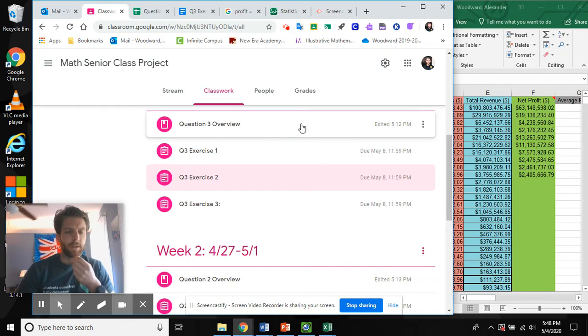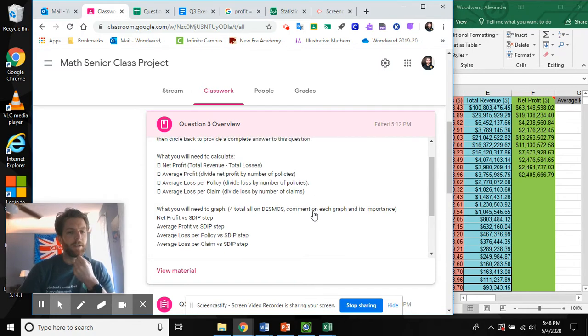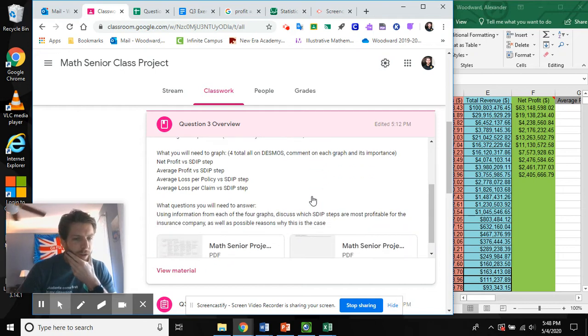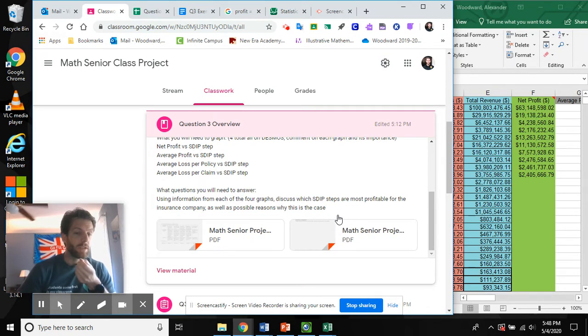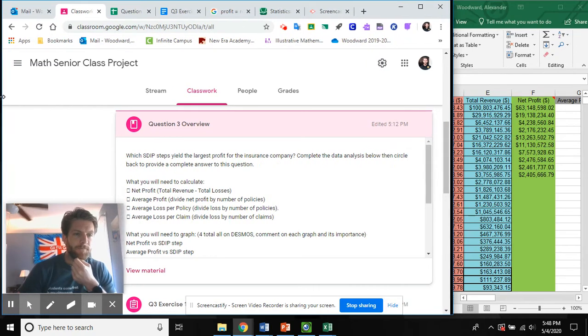Remember, if we look at the first thing that I talked about, it asks which SDIP steps yield the largest profit. Circle back to provide a complete answer to the question. Okay, so the graph will let you answer questions like which SDIP steps are most profitable, and then try to make conclusions as to why this might be the case. So I'll do a quick Desmos preview here for exercise 2.